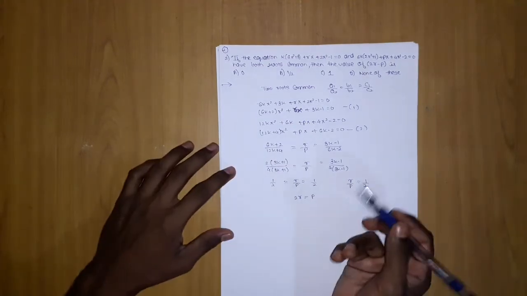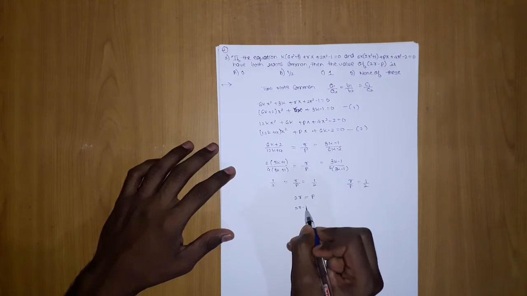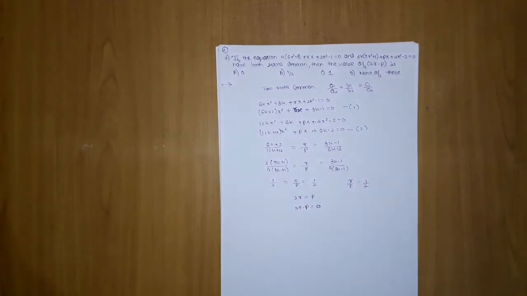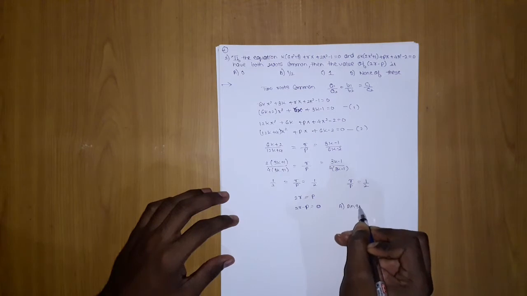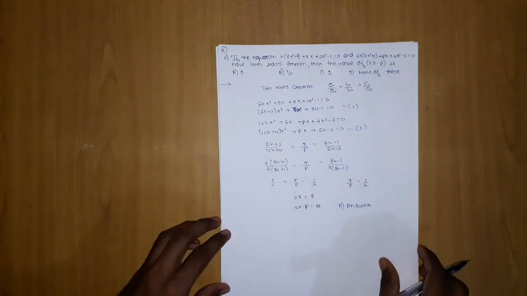What we need to find? 2r minus p. So 2r minus p is equal to 0, okay. A is the answer, right? A is the answer. 2r equals p, so 2r minus p equal to 0, okay. A is the answer.